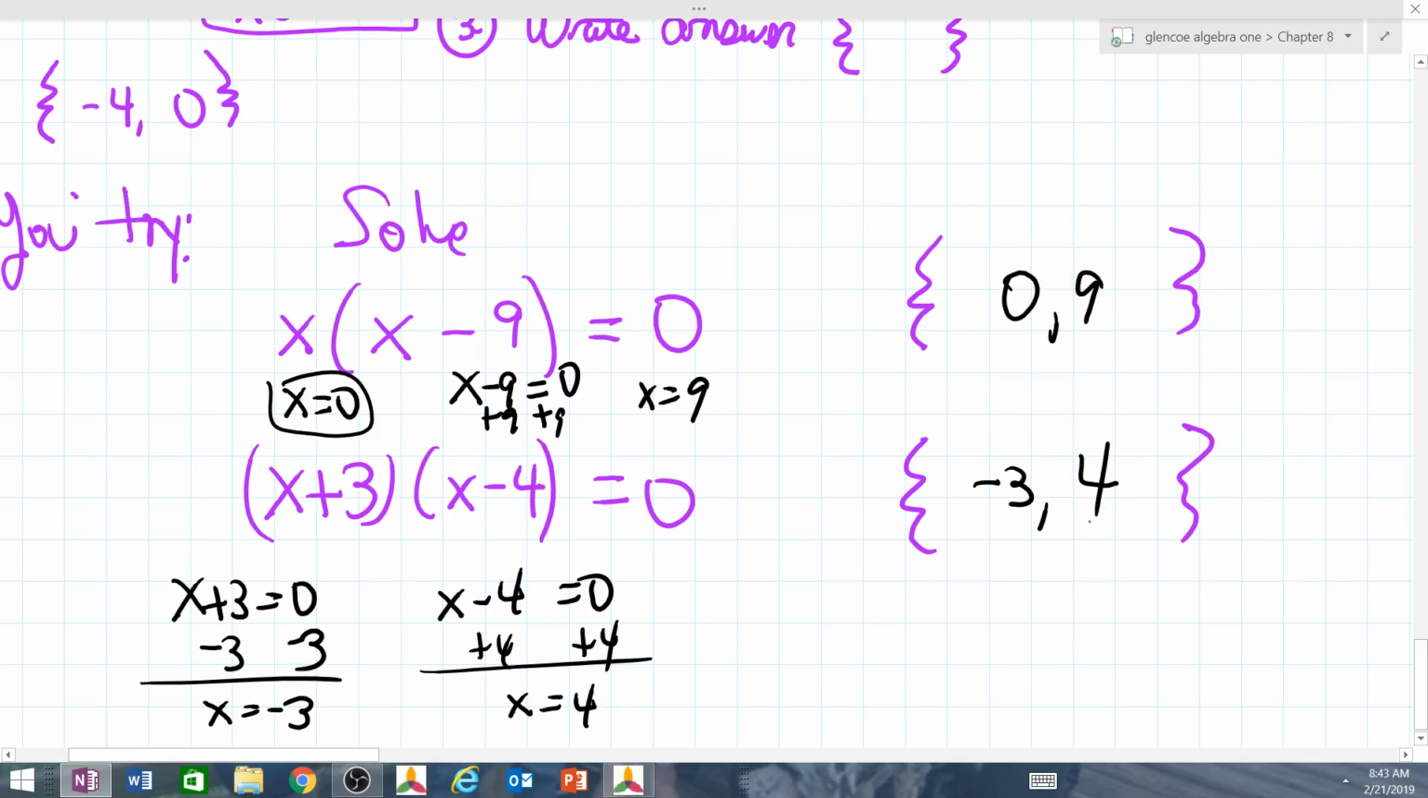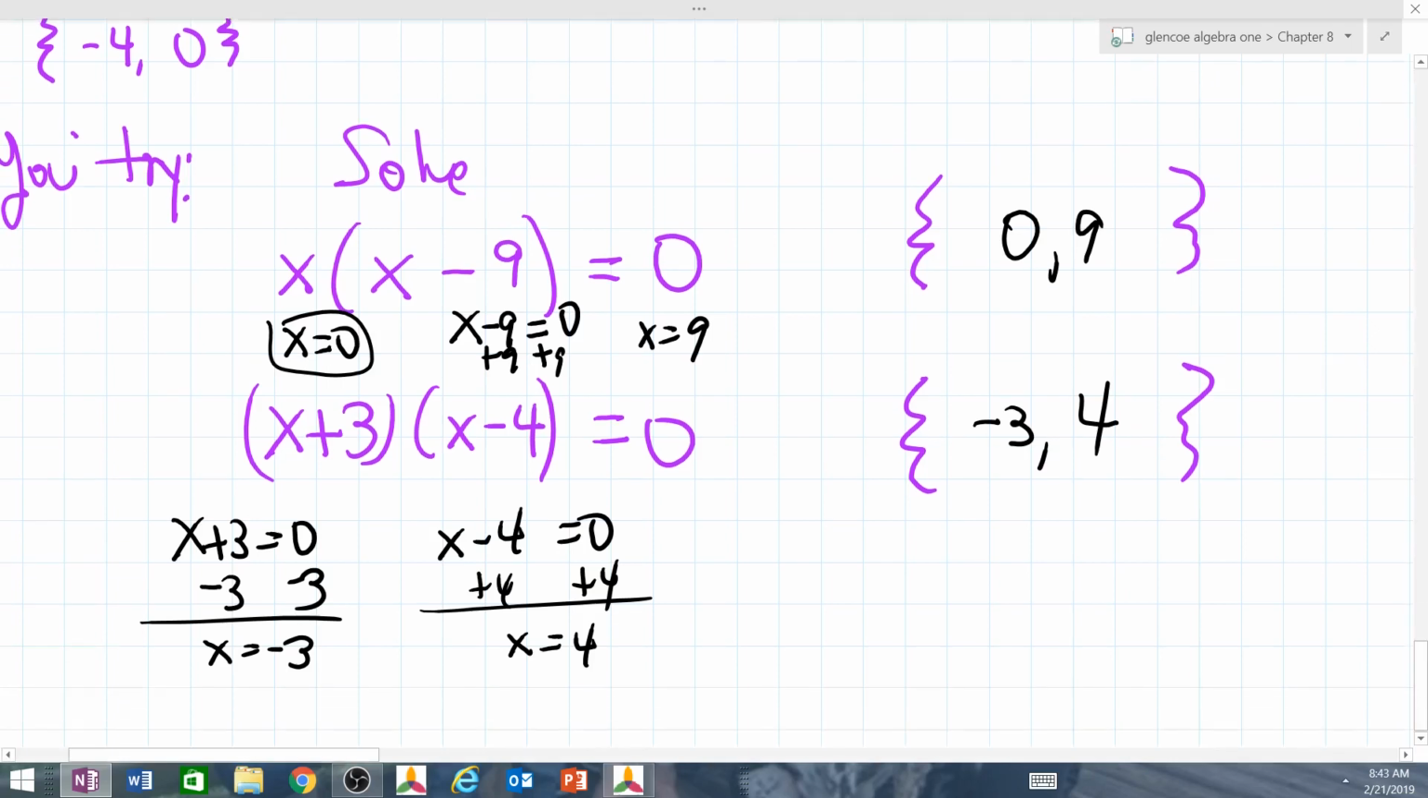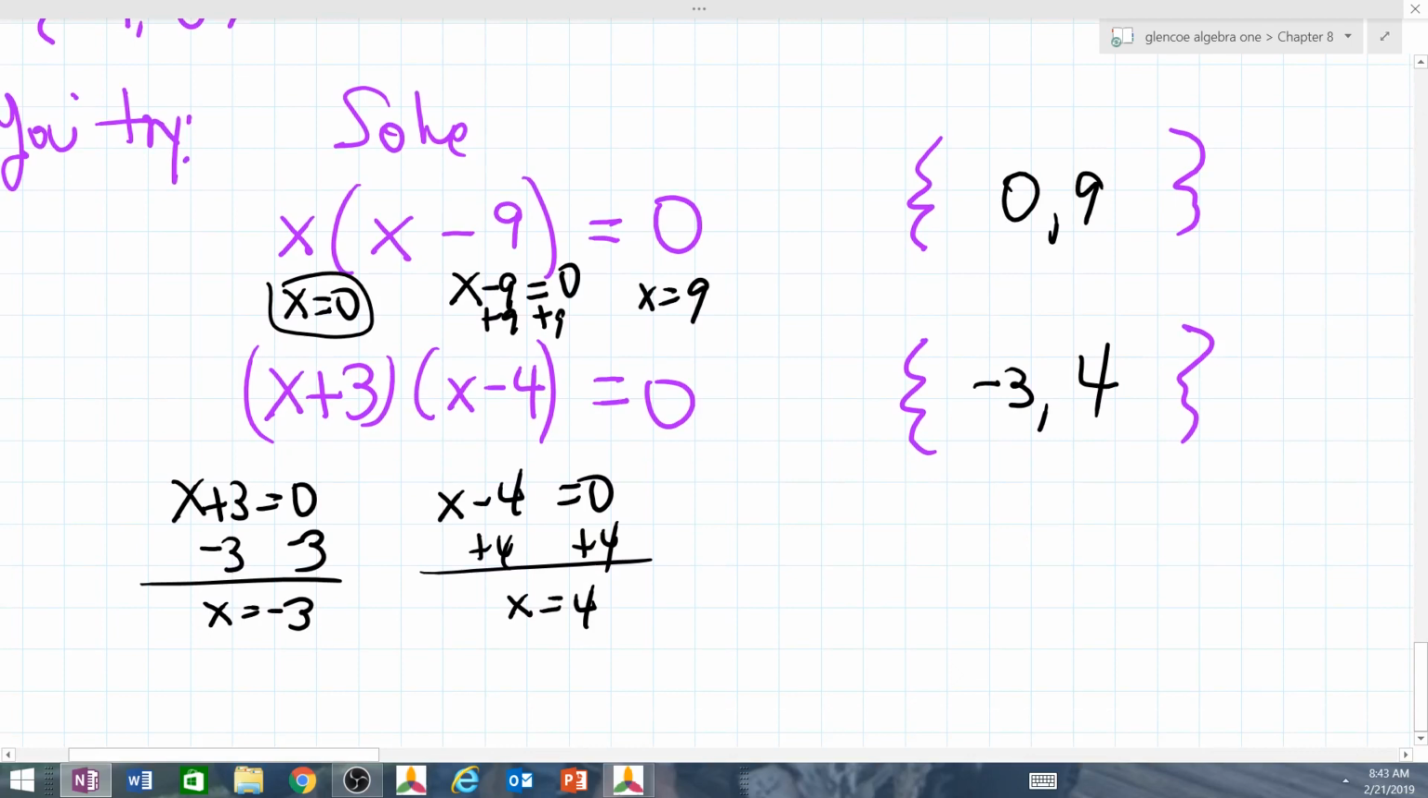So Kylan, what did you get for the first one? X equals 0 and x equals what? There's two answers. You have the other answer? X equals 0 and x equals 9. Good. What did somebody get for the second one? X plus 3 times x minus 4 equals 0. Anybody? What did you get? Okay. X plus 3 equals 0. So you would have to subtract 3 from each side. So it would not be a positive 3, but a what? Go ahead, correct yourself. Negative 3 and 4.